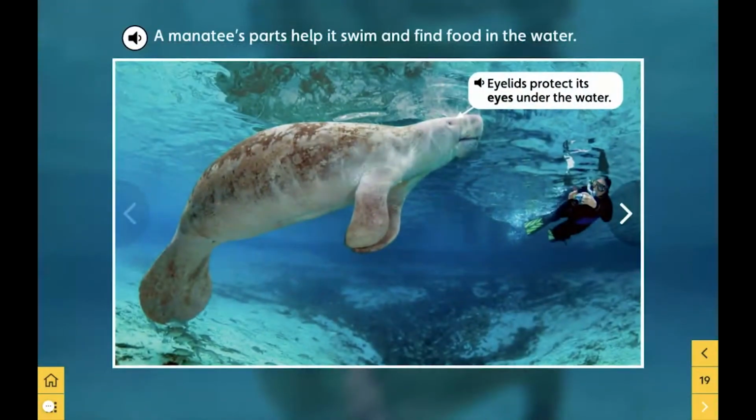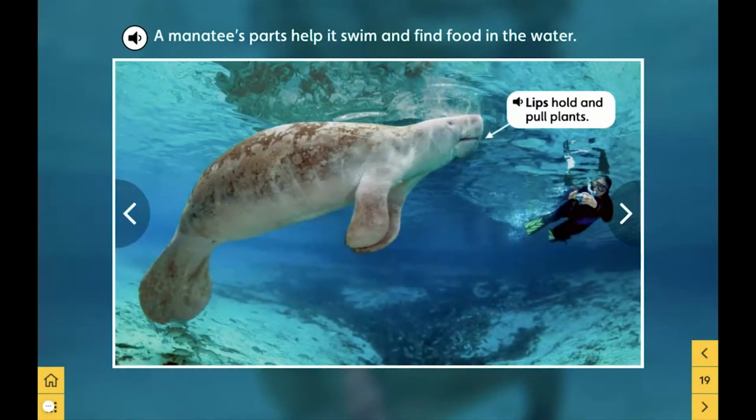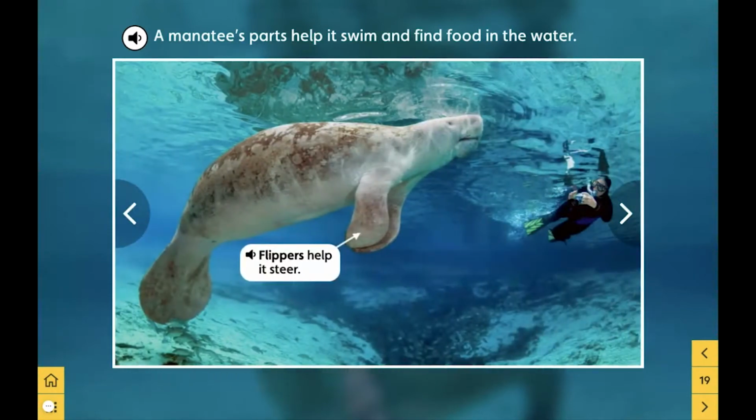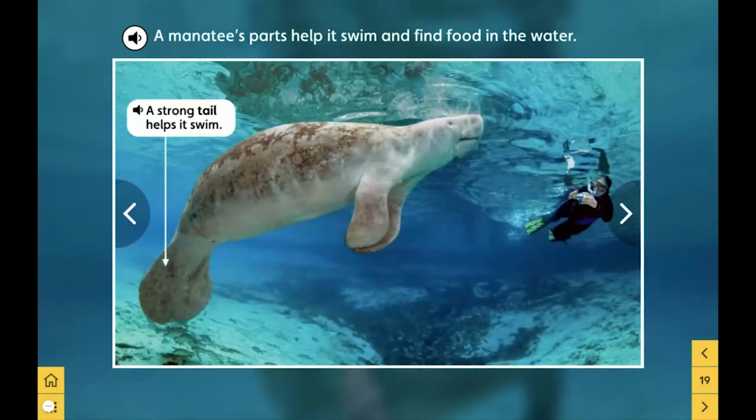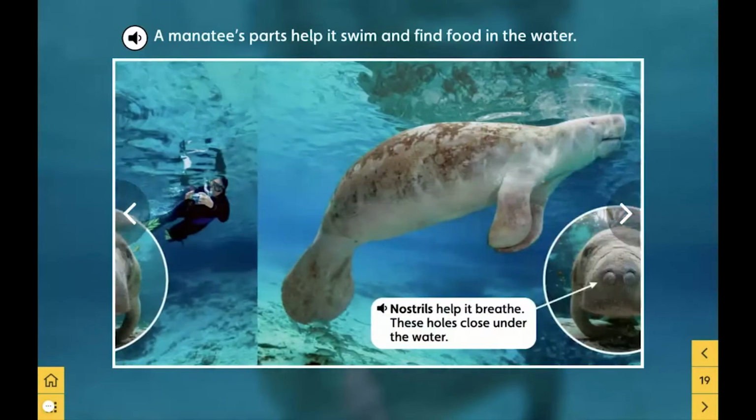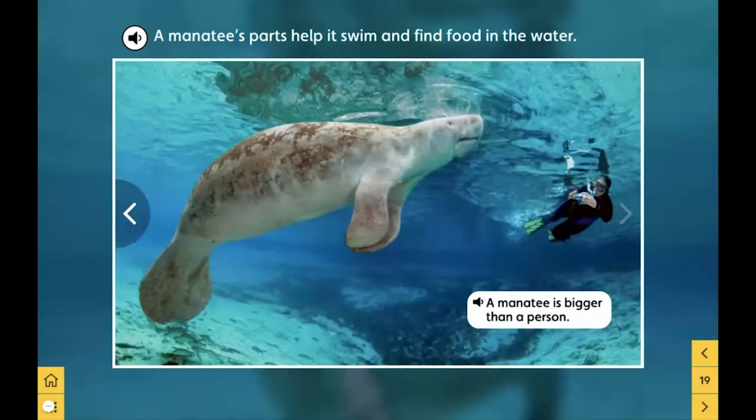A manatee's parts help it swim and find food in the water. Eyelids protect its eyes under the water. Lips hold and pull plants. Flippers help it steer. A strong tail helps it swim. Whiskers help it feel things. Nostrils help it breathe. These holes close under the water. A manatee is bigger than a person.